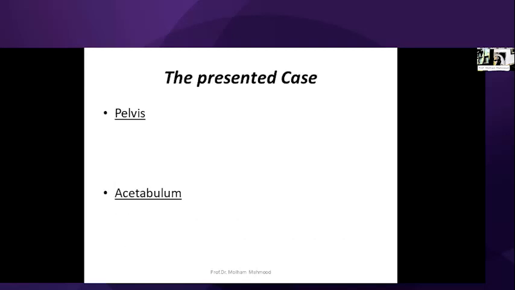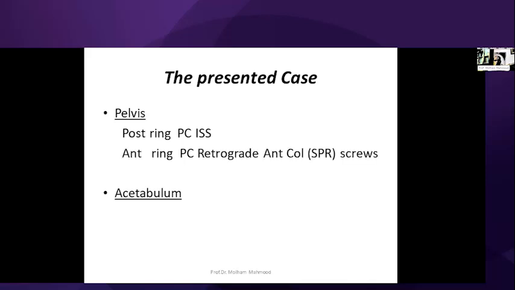In the present case, on the pelvic side, we performed posterior ring percutaneous iliosacral screw fixation, and anterior ring percutaneous retrograde anterior column or superior pubic ramus screw. And on the acetabular side, we performed open reduction internal fixation with double plating for the posterior wall and the transverse element.